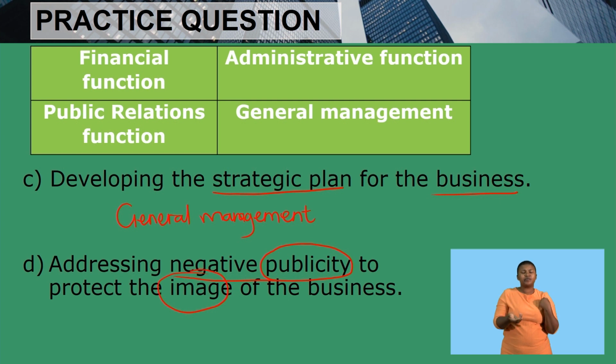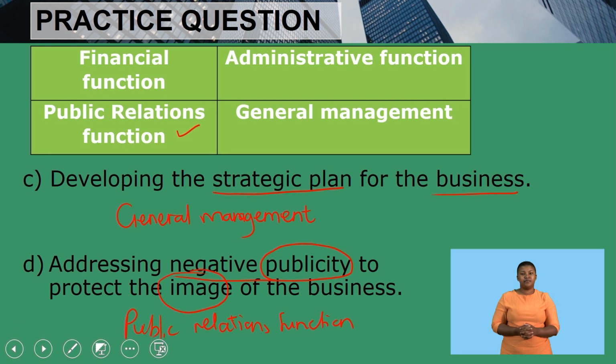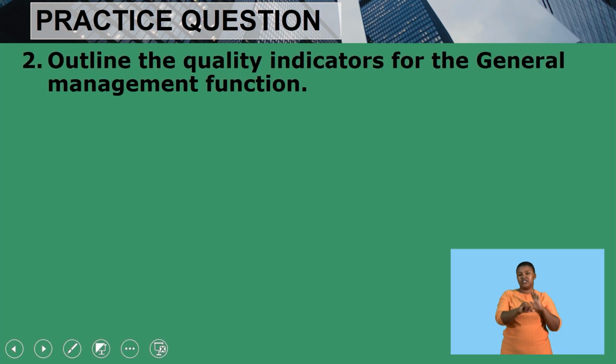Then D, addressing negative publicity to protect the image of the business. So when we refer to protecting the image of the business, we refer to public relations. I bet you guys knew that. Public relations function. There we go. So that's the public relations function. And these are our four functions identified. Now let's go to the second question.